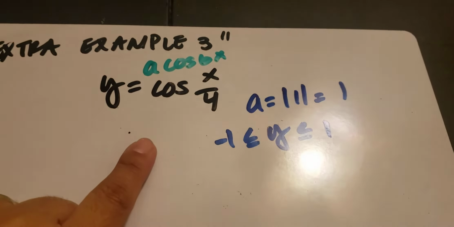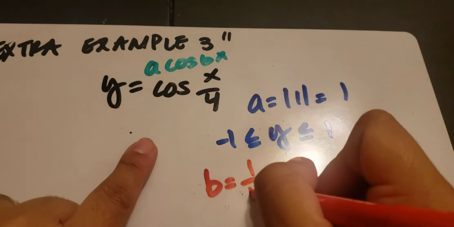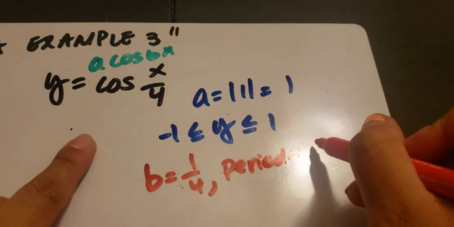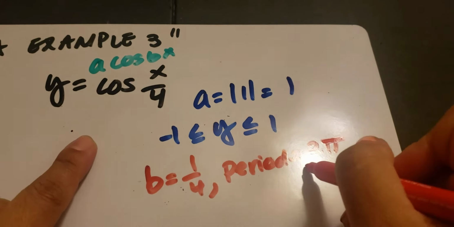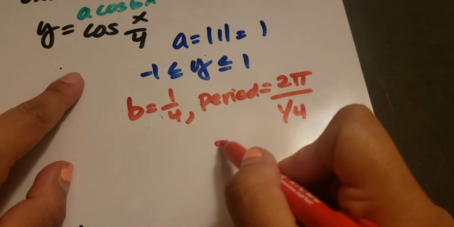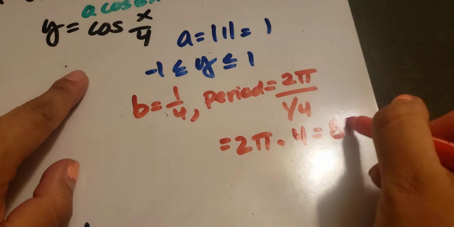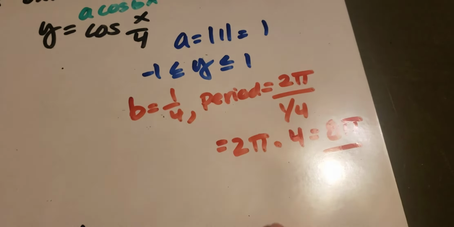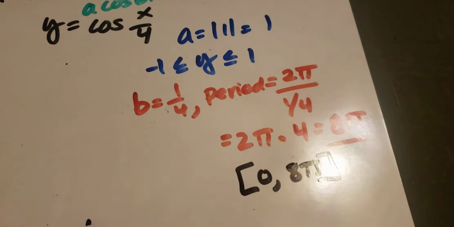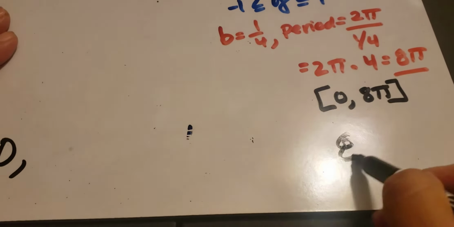And then your b, let me use a different marker. Your b is actually 1/4. And remember, your b is going to help you find your period. So it's 2 pi over 1/4. Okay. And then let's simplify that. So 2 pi over 1/4 is the same as 2 pi times 4, which is 8 pi. So what your period helps you with is to find your interval. So your interval is going to be 8 pi. Now remember, this is going to help us to find our key points. So we're going to start at 0 and we're going to end at 8 pi.